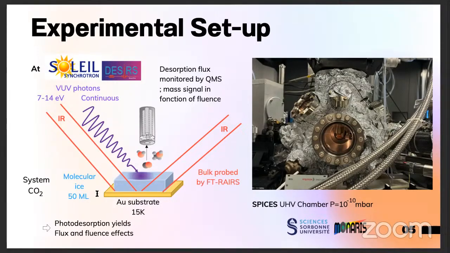We can probe the flux of molecules, the number of molecules which are desorbing, with a quadrupole mass spectrometer, and we can probe the ice bulk to see the chemical evolution of the bulk with infrared spectroscopy. The advantage of using the DESIRS VUV beamline is that it provides us a continuous flux of photons, which is fully tunable in energy and in flux. With that, we can obtain photodesorption yields, but also study the behavior occurring during the desorption of the molecule, and in particular, the flux and the fluence effect.